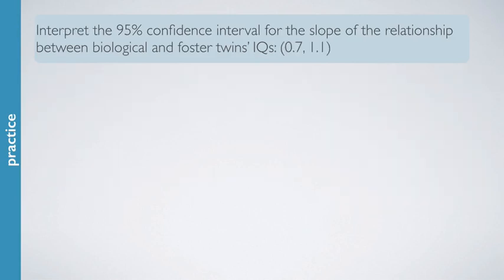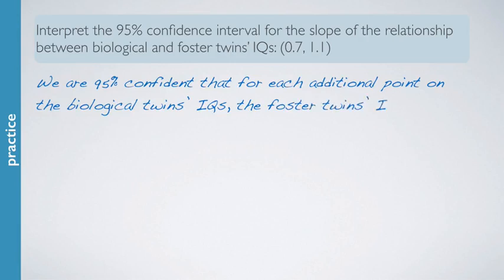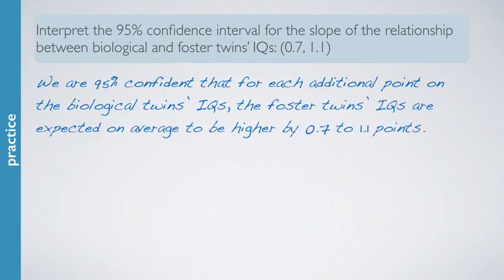And what do these numbers mean? How do we interpret this confidence interval? Basically, what this means is that we are 95% confident that for each additional point on the biological twins' IQs, the foster twins' IQs are expected on average to be higher by 0.7 to 1.1 points.